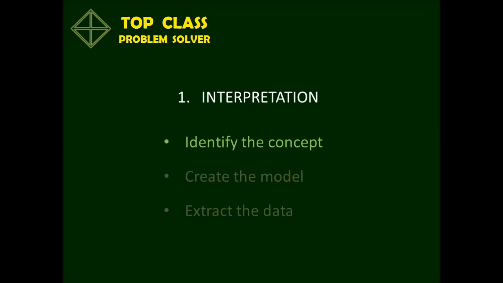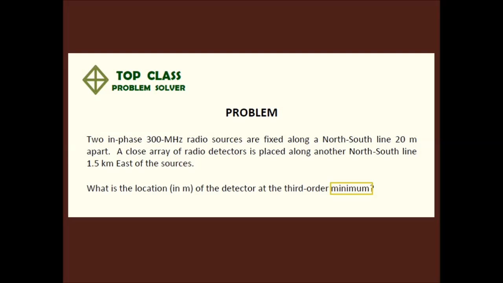The first step of the interpretation is to identify the concept embedded in the problem. There are several clues in the wording of this problem that suggest this is a problem in 2D interference. But I think the word that really gives it away is the last word of the question, namely minimum. So we write that this is a problem in 2D interference.